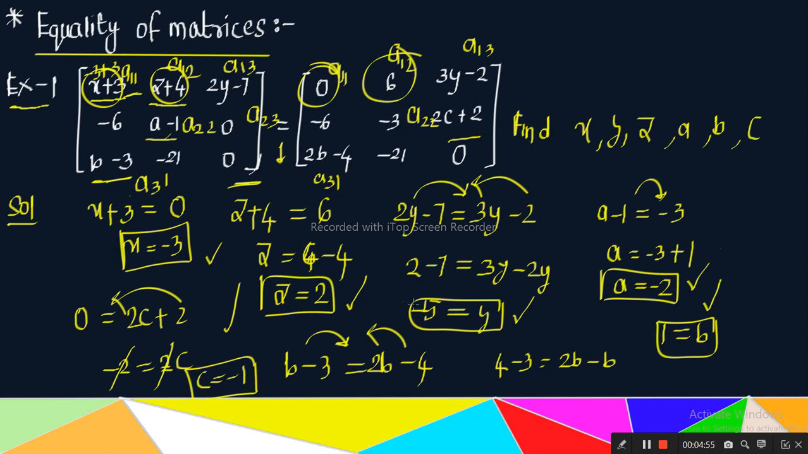Similarly, if I put the value of y as minus 5 here, 2 into y means 2 into minus 5, minus 7. 2 fives are 10, minus 10 minus 7 will be minus 17. Here a13 is minus 17, and on the other side, if I put the value of y, 3 into minus 5 minus 2, 3 fives are 15, minus 15 minus 2 is also minus 17. So this was example problem 1 for equality of matrices.